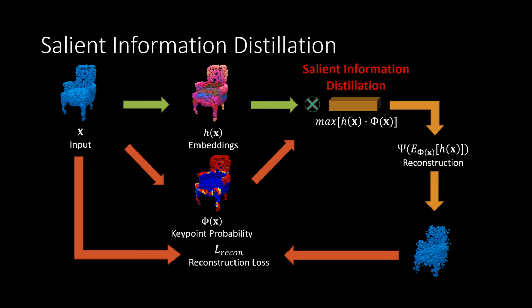To solve the ambiguity of keypoint definition, we regard keypoint detection as information compression, in that one should be able to reconstruct the whole object with sparse keypoints. To achieve this, we propose the salient information distillation, where the point-wise embedding and keypoint probability get multiplied and squeezed out by the max operation.